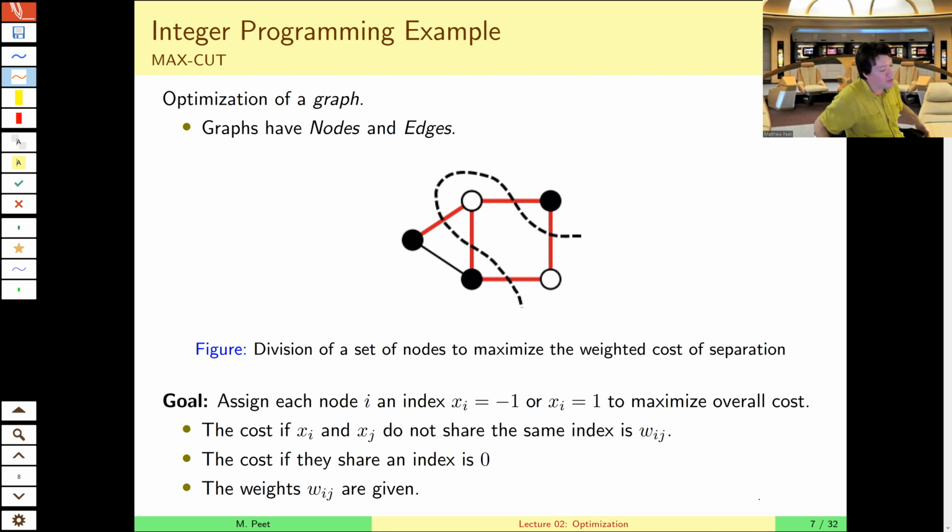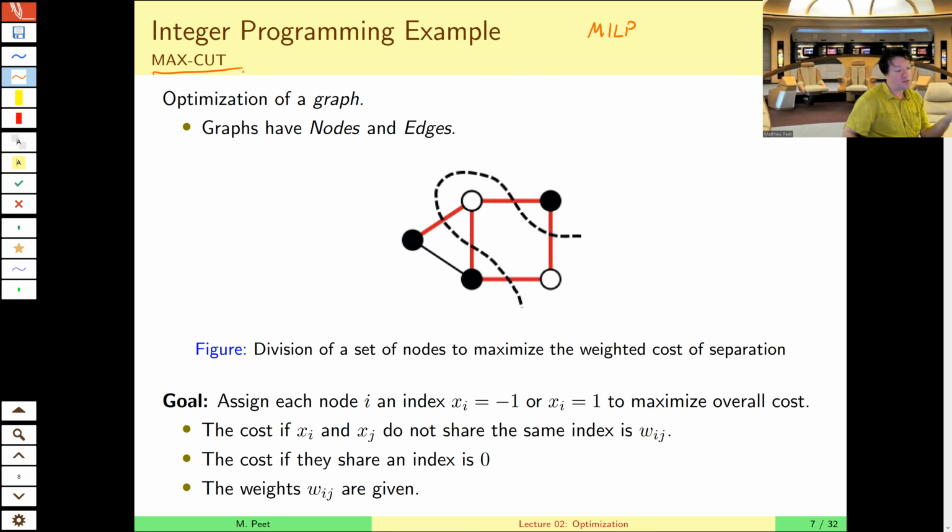Now we can get to something slightly more advanced. Least squares is fairly obvious. Now we can come to something a little bit more interesting, which introduces another class of optimization problems, mixed integer linear programs specifically. We'll talk about that later. MILPs. And it's called max cut.